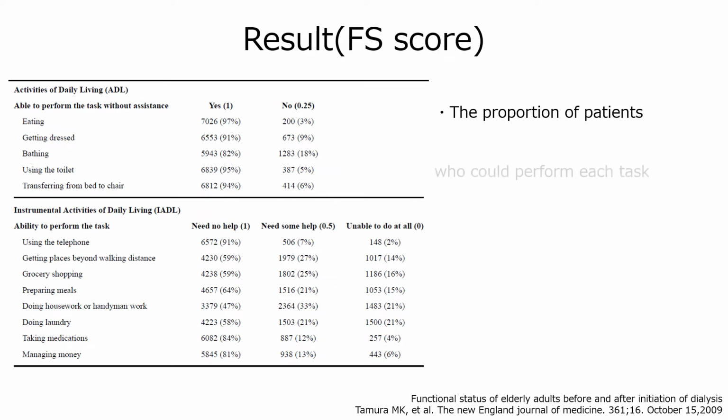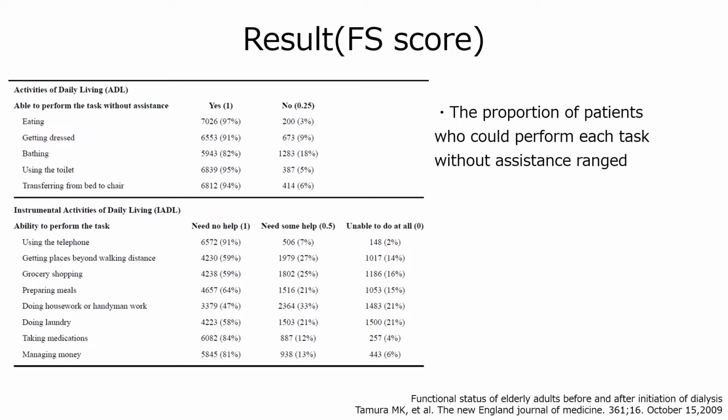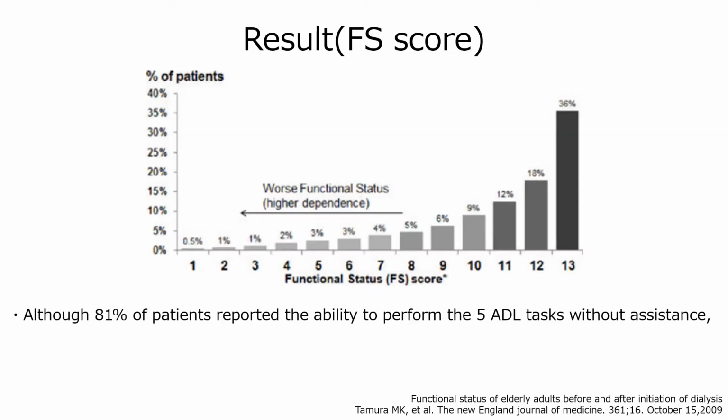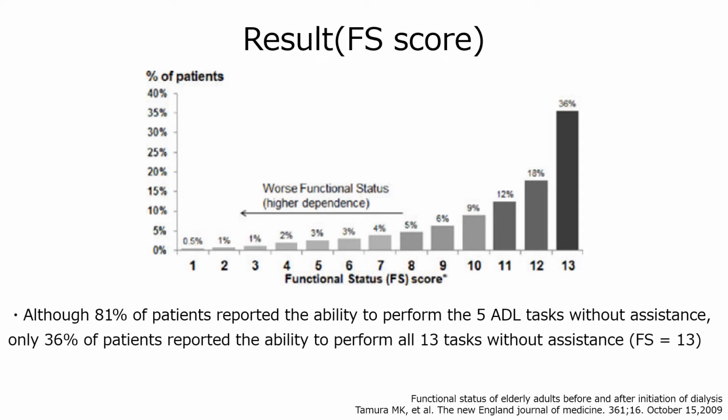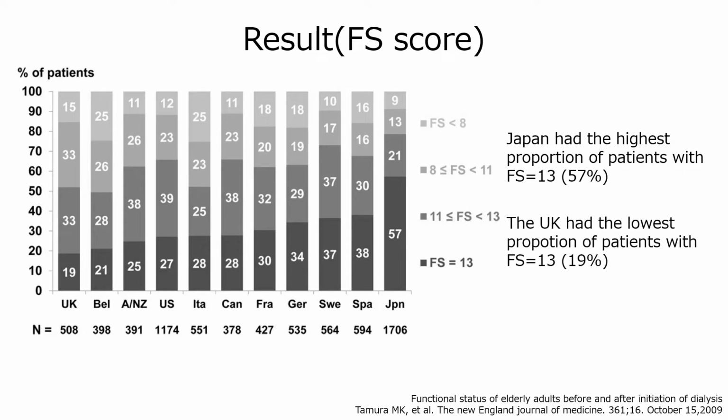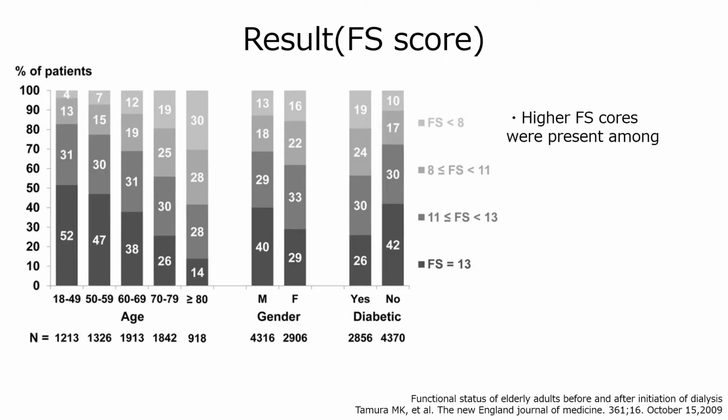The proportion of patients who could perform each task without assistance ranged from 97% to 47%. 81% of patients reported the ability to perform the 5 ADL tasks without assistance, but only 36% reported the ability to perform all 13 tasks without assistance. Japan had the highest proportion of patients with a functional status score of 13, and the UK had the lowest. Higher functional status scores were present among younger patients, males, and non-diabetics.